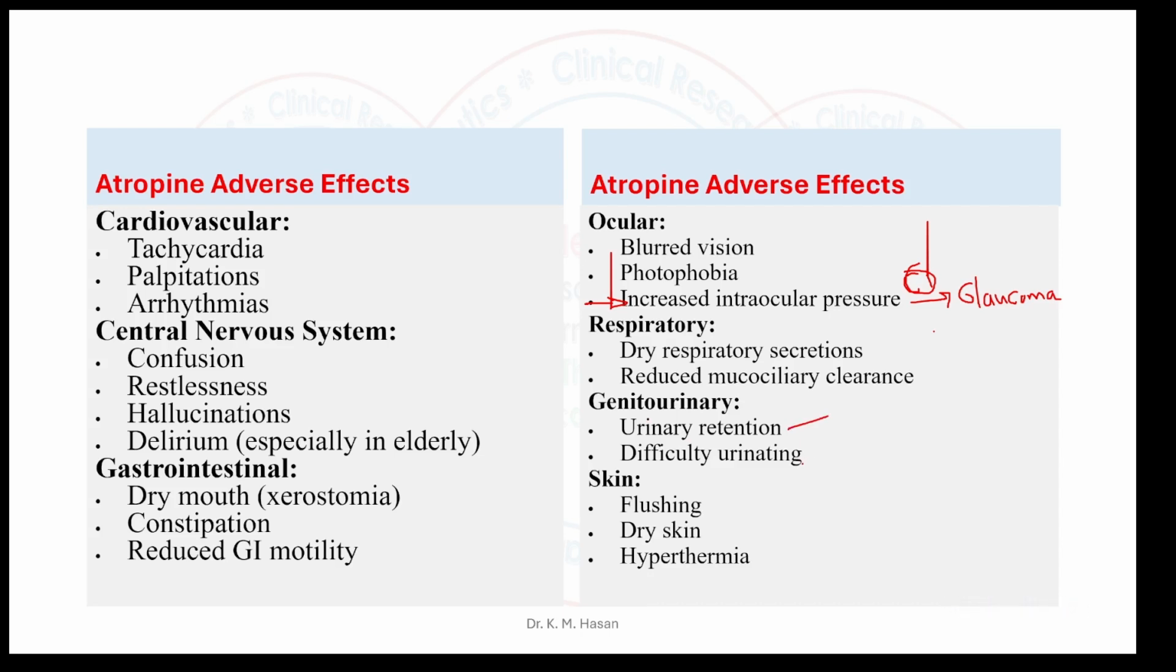Then we have difficult urination. In this case, we need to remember this medication is not allowed to be used in patients suffering from benign prostatic hyperplasia. It's not allowed to use it. Now we have two cases: glaucoma, not allowed to use atropine, and benign prostatic hypertrophy is considered contraindicated.